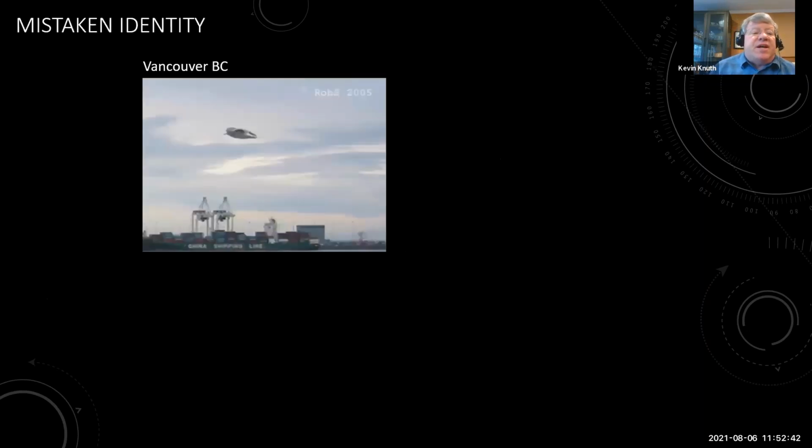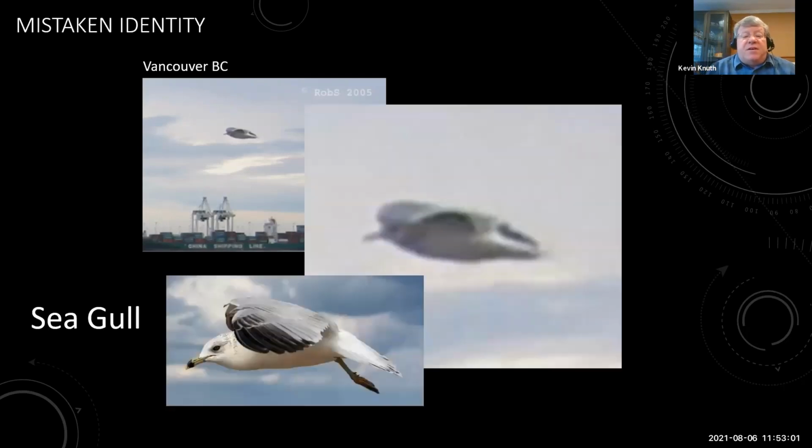So here's an example of mistaken identity. This was a photograph taken in Vancouver, and the flying object in the photograph was not seen by the photographer. This is very typical when this happens, and was seen only later. And it can be identified, next slide please, as a seagull. If you blow it up and compare it to seagulls, you'll notice this. I recognize this right away because I'm a lifelong bird watcher. So for me, it was obvious it was a seagull. Maybe not obvious to everyone. Next slide, please.